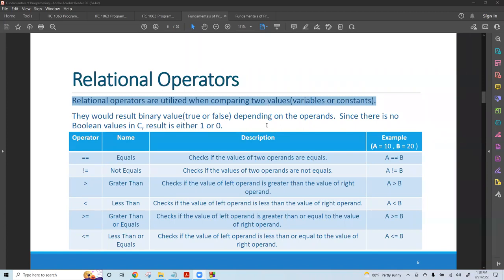Right. So forget about these relational operators. If you compare something in real life, for example, the same example that I have taken, like if you are comparing a girl, right?